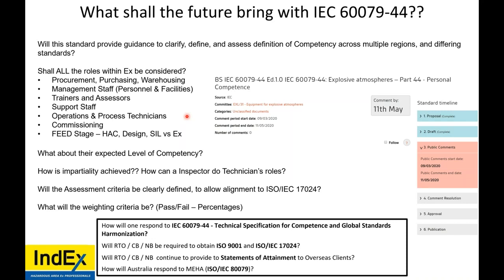Now, out of all these roles and positions, what are their expected levels of competency? Will that be defined in the latest standard? I would hope so. How is impartiality achieved?